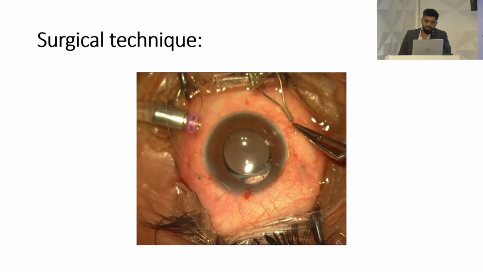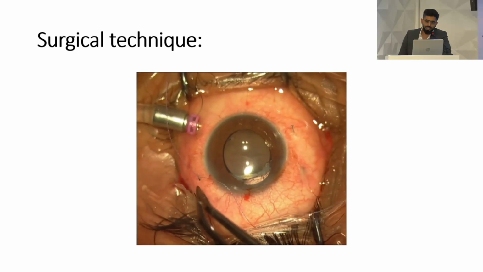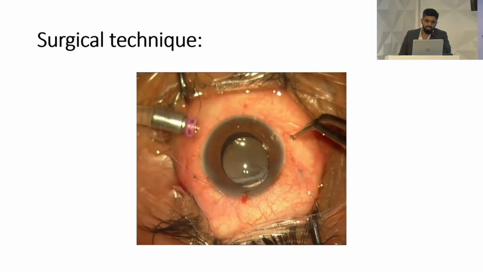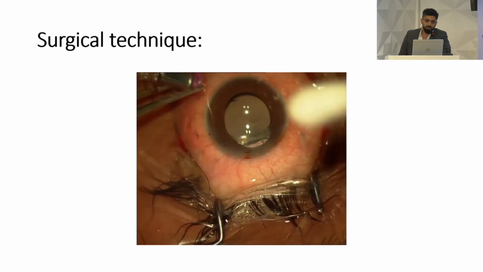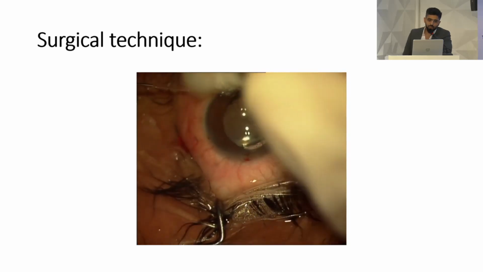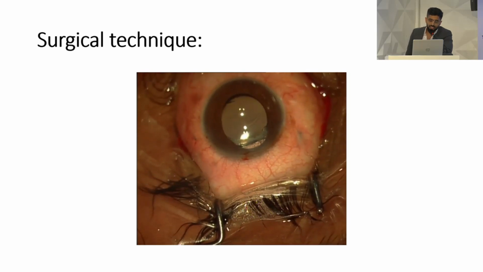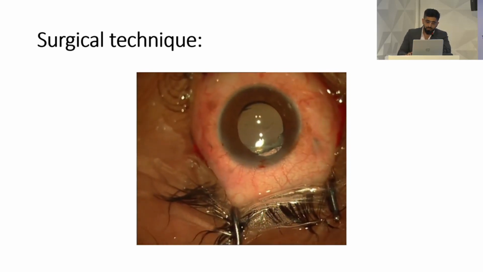A similar procedure was done on either side. And once we felt that the required amount of haptic had been flanged, the haptics were tucked inside the scleral tunnel to achieve a perfectly aligned IOL. And the infusion cannula was removed. So it was basically more like a sutureless, flapless, glueless technique for scleral fixation of the IOLs.